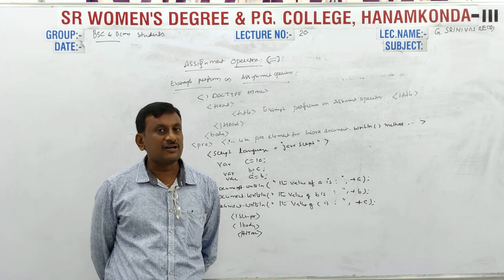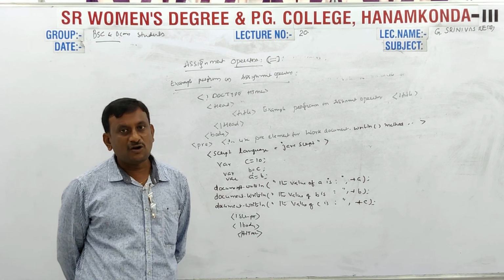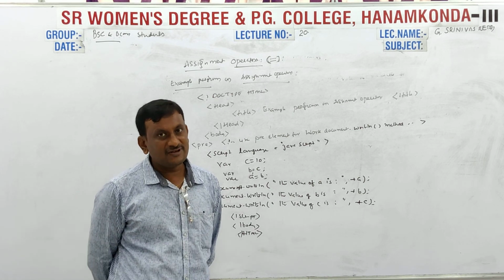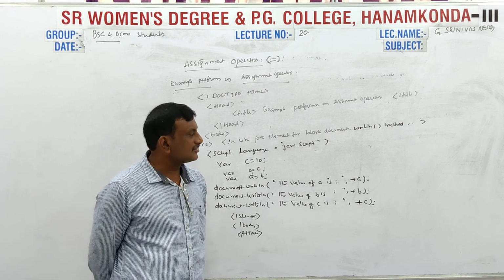Relational operators are mainly used for comparison as well as equal and non-equal. Logical operators mean logical AND, logical OR, and logical NOT. Assignment operators are simply equal. Example programs were covered.